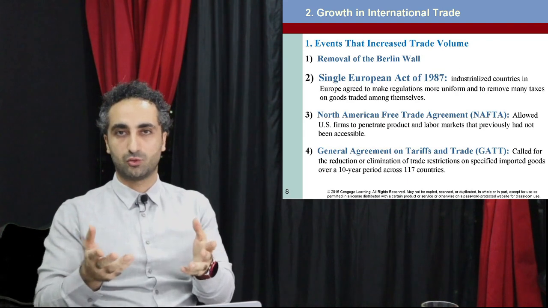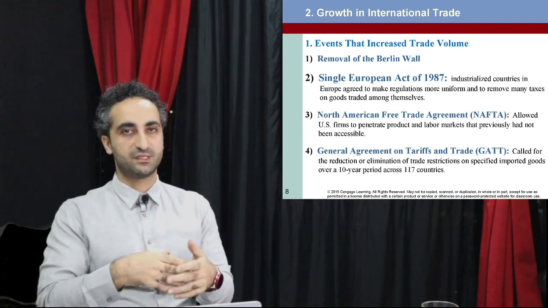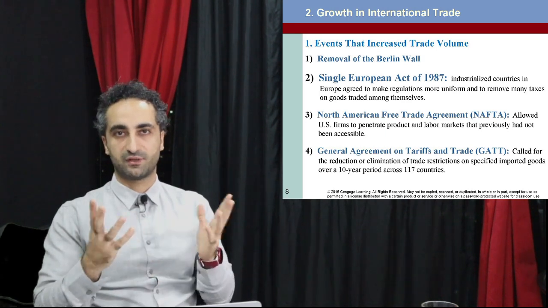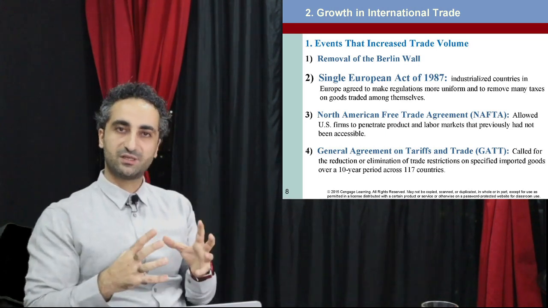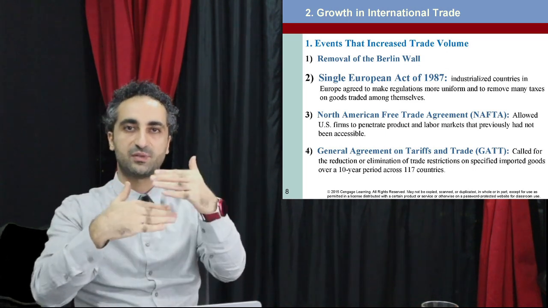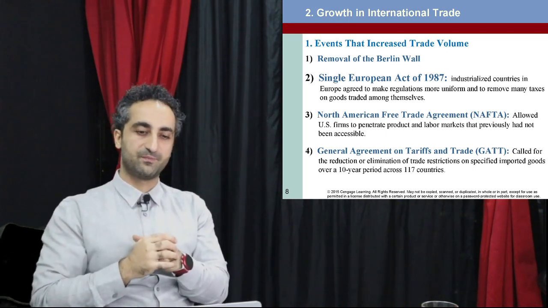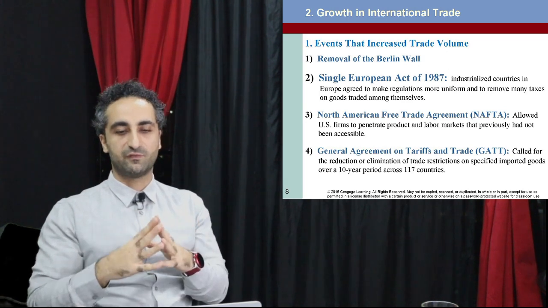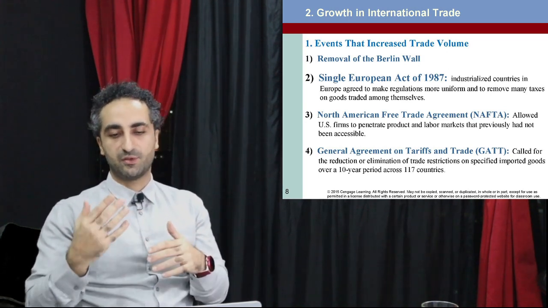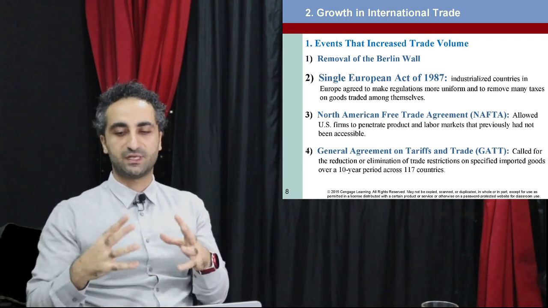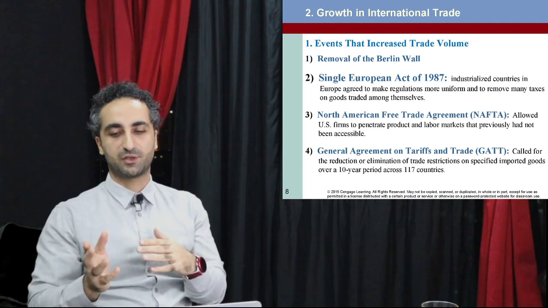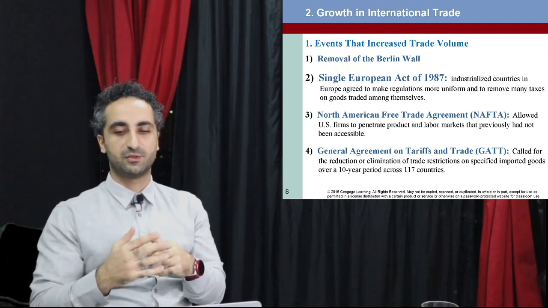right now. You go to a supermarket, 7-Eleven, it's everywhere in the world, almost the same products, everything is similar. So what made things become like this? Many events that happened gradually one after another. It began with the removal of the Berlin Wall, then the Single European Act, then the North American Free Trade Agreement. I'm sure you've heard of it. NAFTA allowed US firms to penetrate product and labor markets that previously had not been accessible.